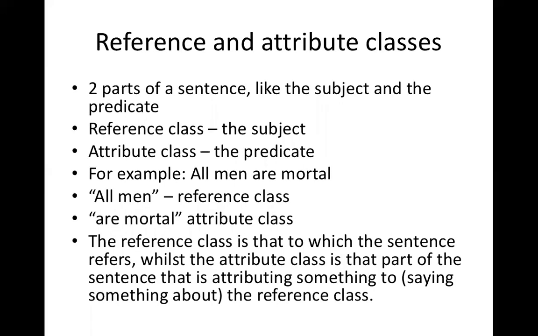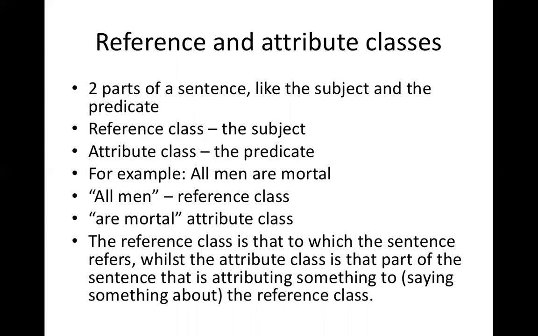Before we begin dealing with this kind of argument, we need to make some clarifications and get educated on certain concepts we use in the argument. First of all, we have what we call the reference and attribute classes. Now, there are two parts of a sentence, like the subject and the predicate. That is, when we're dealing with arguments, we have two parts of the sentence. You remember in our English language class, we know about the subject and the predicate. In logic, we have the reference class, which is like the subject, and we have the attribute class, which is like the predicate. For example, all men are mortal.